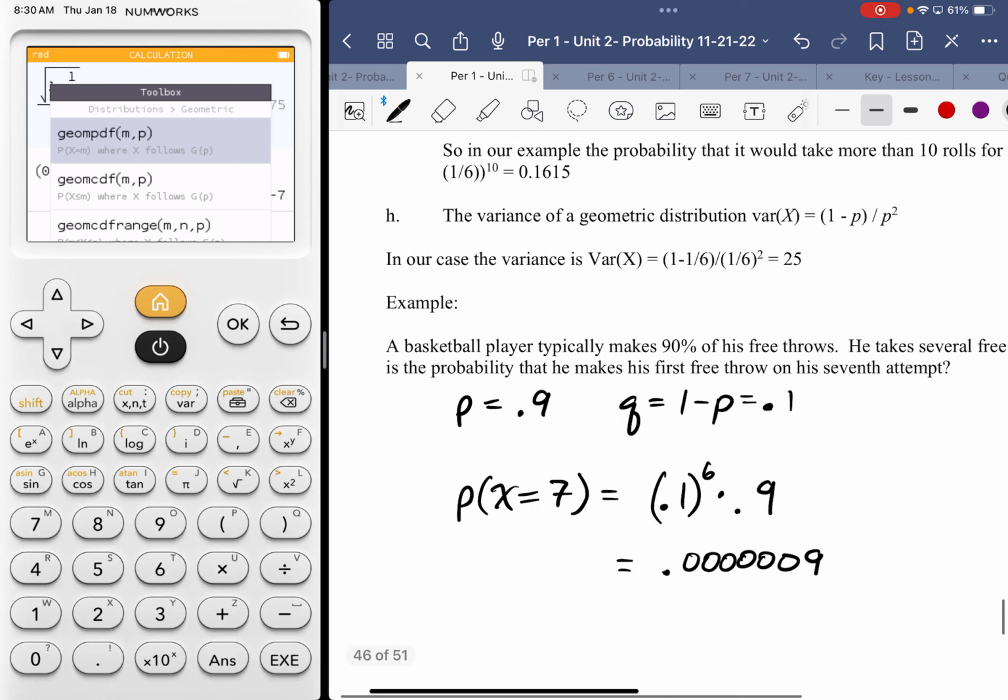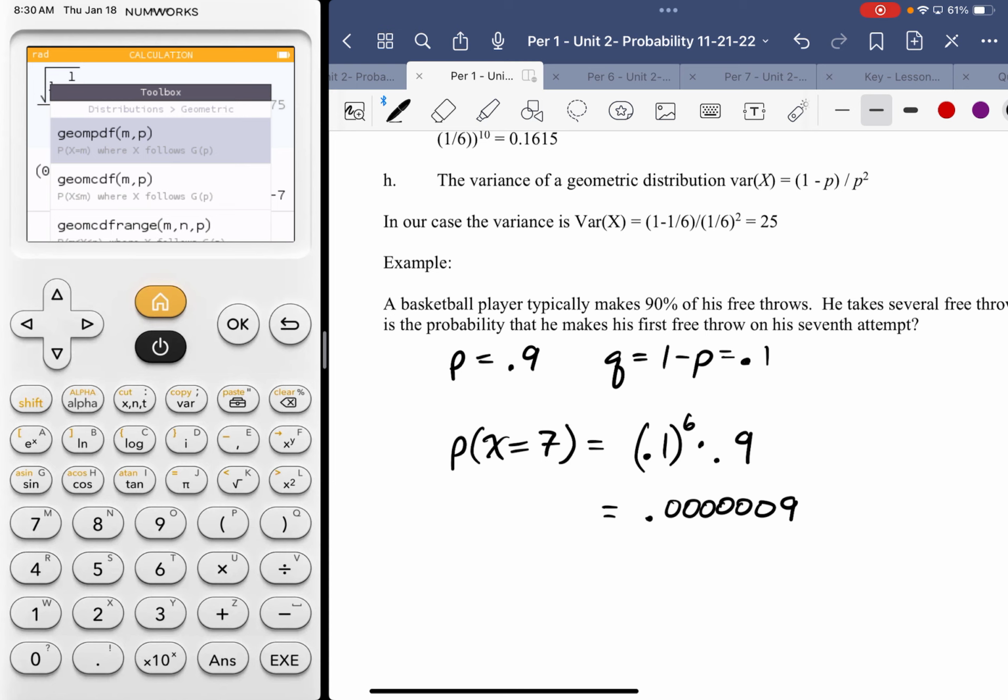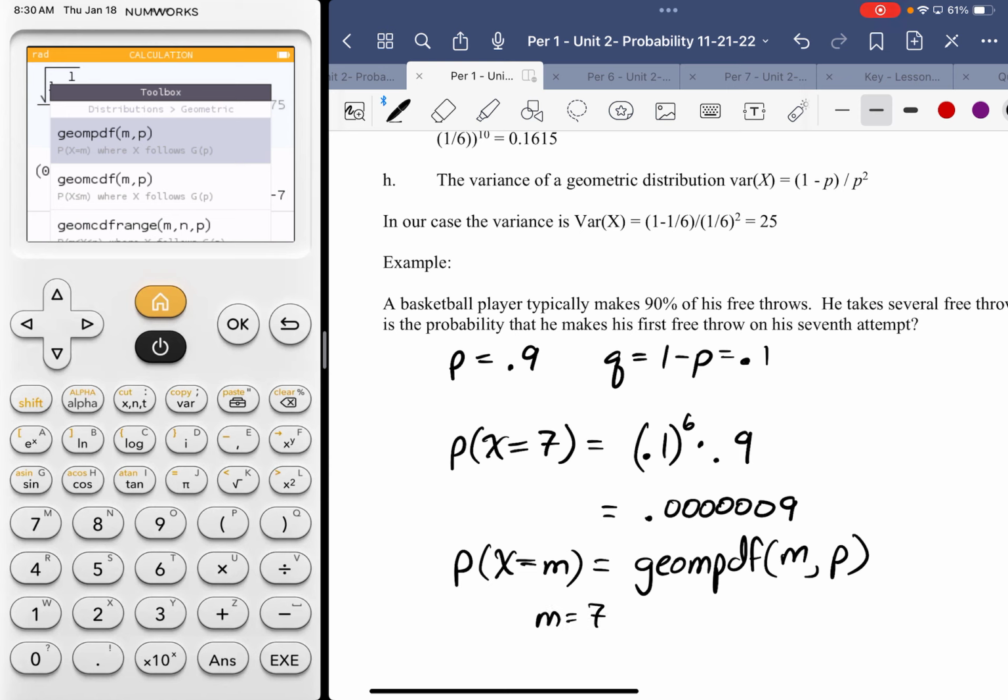This is for a particular instance, so it's an equals case. So probability of x equals m is equal to geom PDF, m, p. My m is 7. My probability of success was 0.9, so geom PDF 7, 0.9, and it'll give you the same answer.